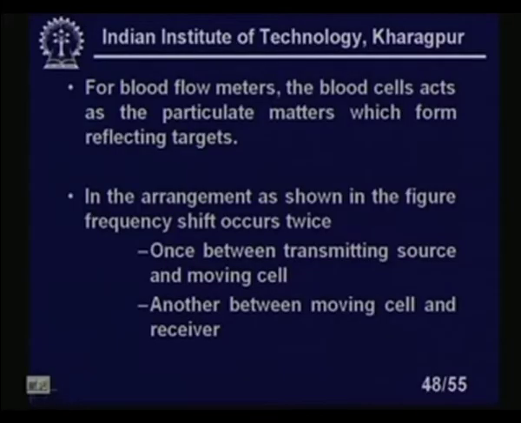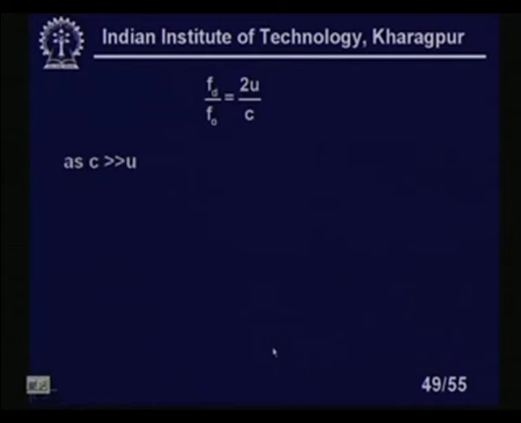The moving cell means a moving blood cell, because obviously there is continuous flow of blood through our artery, right. So the cells are also continuously moving through the artery. So, the Doppler shift between the moving cells and the receiver: F_d by F_0 equal to 2u by c. As c is much greater than u, the velocity of the ultrasound must be much higher than the velocity of the blood flowing in the artery.